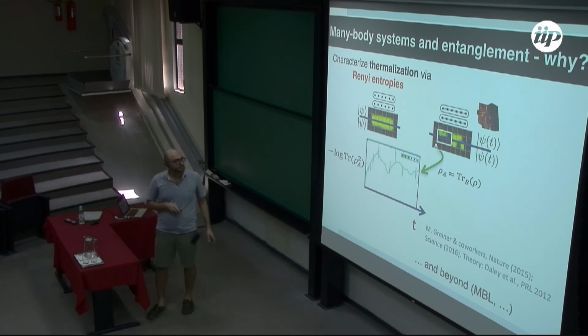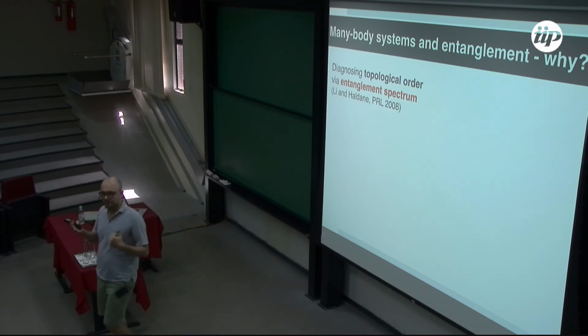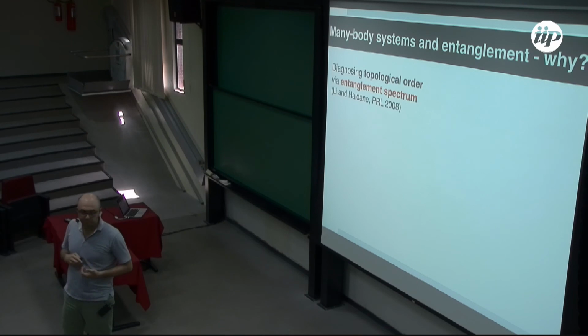Now, another example is in the context of topological order. This is so far, I would say, restricted to theory, and the idea put forward by Li and Haldane is that beyond entropy, you can get much more information by looking at the eigenvalues of the reduced density matrix. This is the so-called entanglement spectrum.